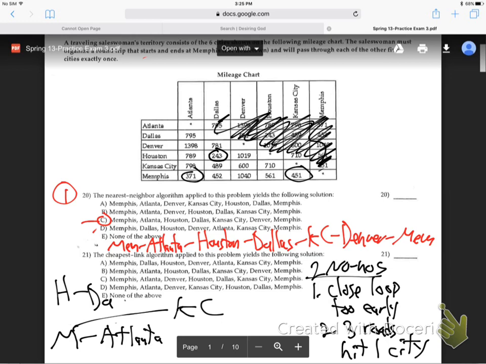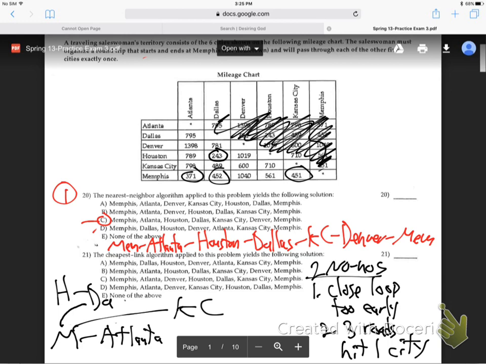Memphis to KC. It's eventually going to make a big loop. In fact, well, I got to keep going. What's the next number? 452. That's Memphis to Dallas. Can I do that? Can I go Memphis to Dallas? No, that's 3 lines hitting Memphis. Everybody see that? See why that's a no-no?